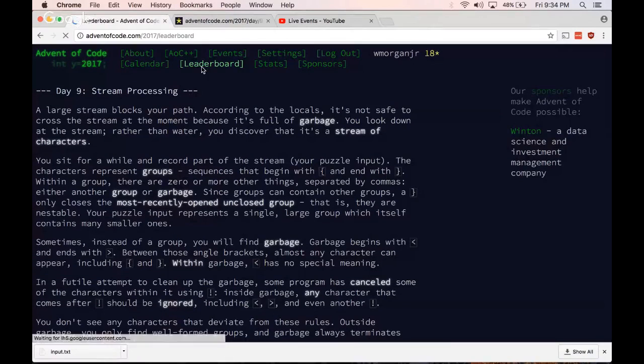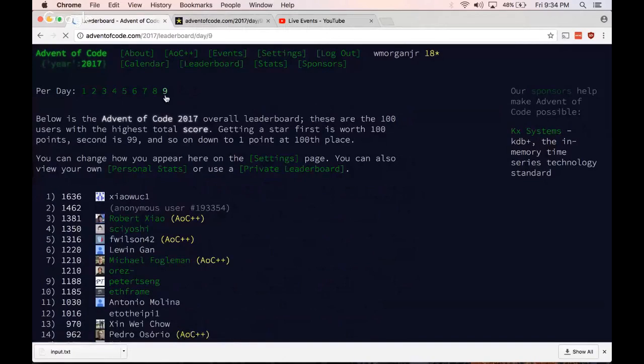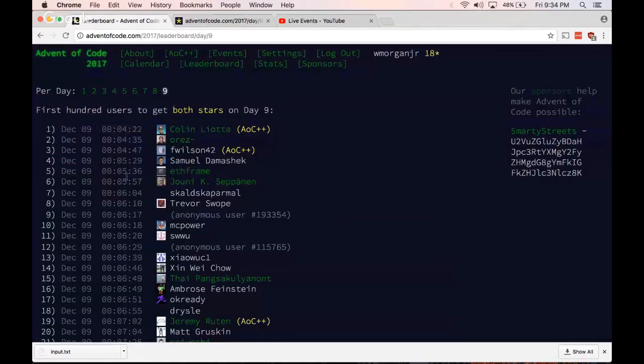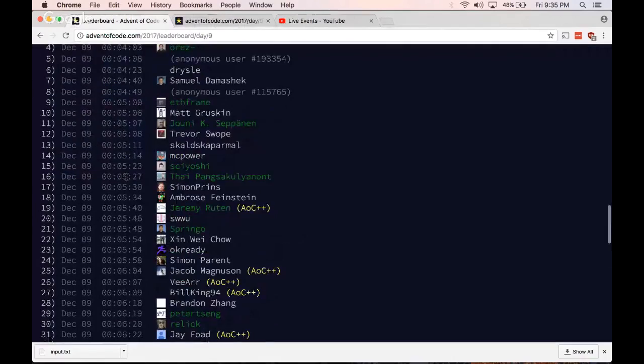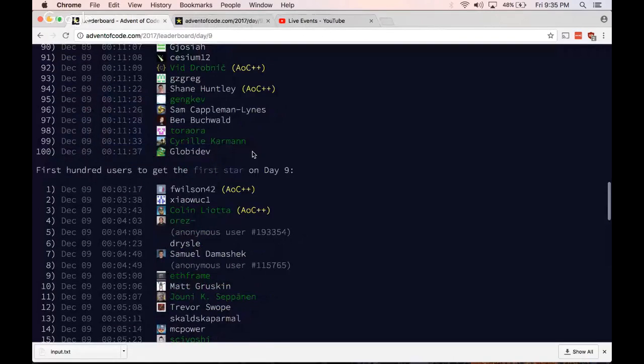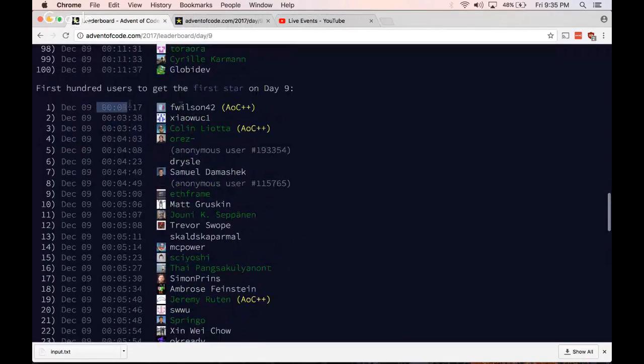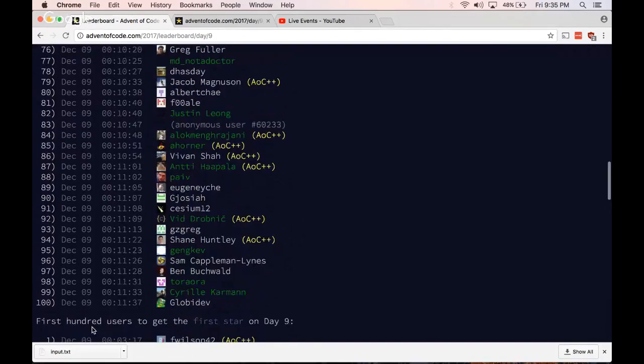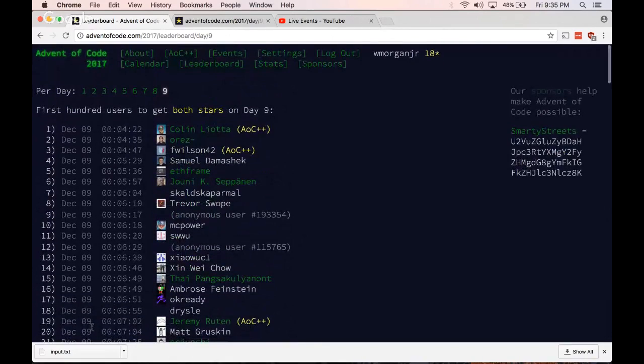We could take a look at the leaderboard and see how fast people were solving it. For both stars, it was about 4 minutes for the fastest and about 12 minutes for the slowest. The first solution was a little over 3 minutes, and about 9.5 minutes for 100th. So I would say that most of these folks were generally writing their own parsers here.